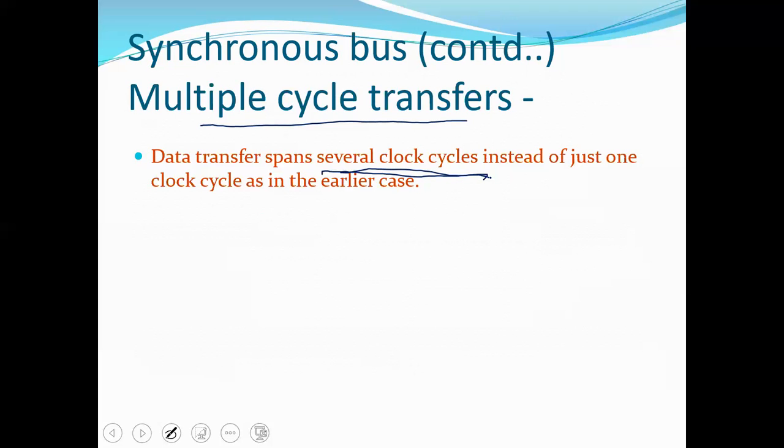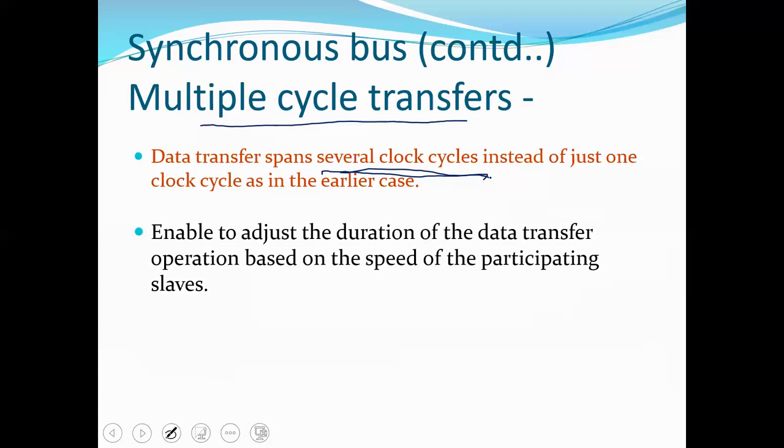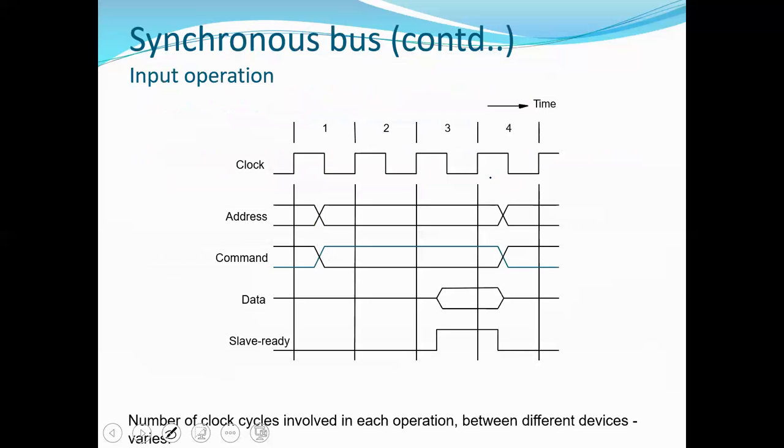So how does the processor know that the data has come, or how long will it wait? With a slow device, time is taken for the address to reach the device, and it starts putting the data late. Whereas a faster device, nearby to the circuit, gets the address faster and starts putting the data on the data bus. So how will the processor know when to receive the data? There is something called the slave ready signal. We'll see what the slave ready signal is.